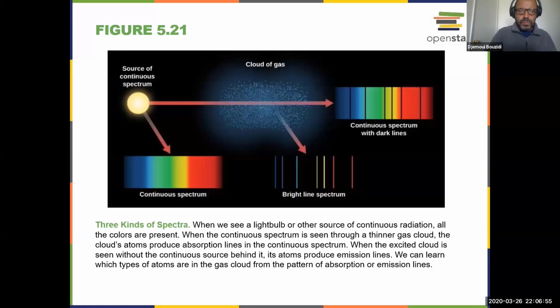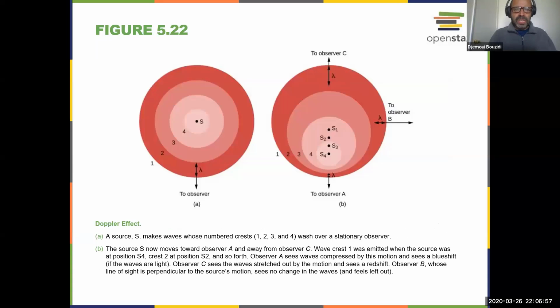Now, one more effect that we're going to conclude this chapter with, and it's very important, is the Doppler effect. You probably have experienced a Doppler effect when you're riding in your car and you hear a siren behind you. If the police or the paramedics are emitting a frequency, you can tell without even looking if they're approaching you or receding from you.